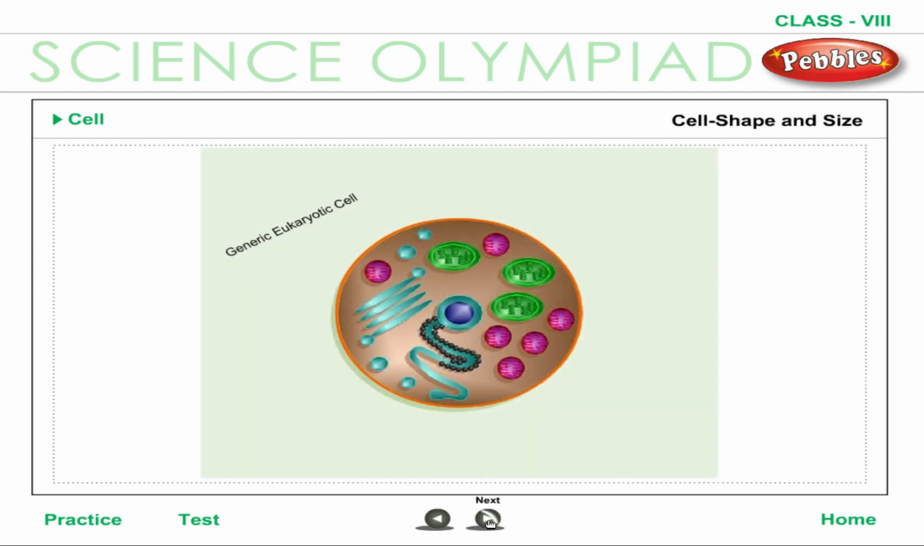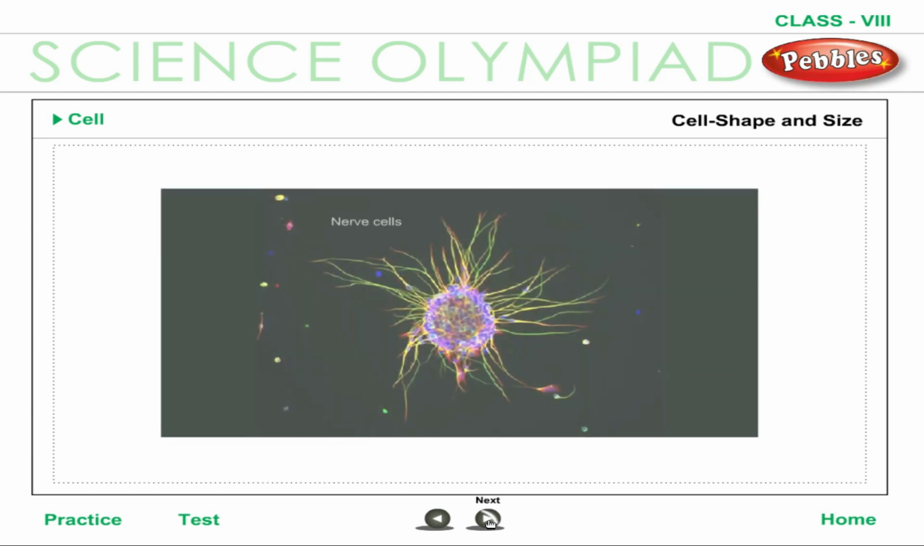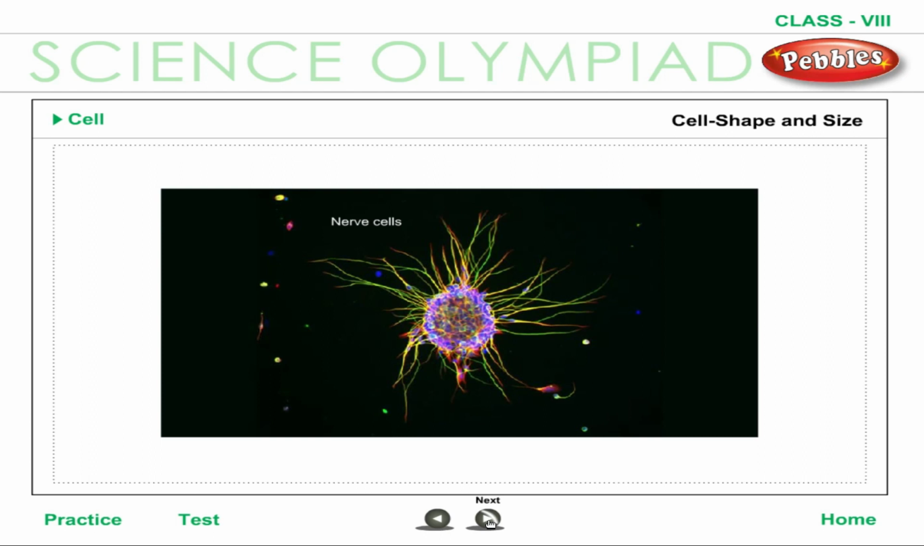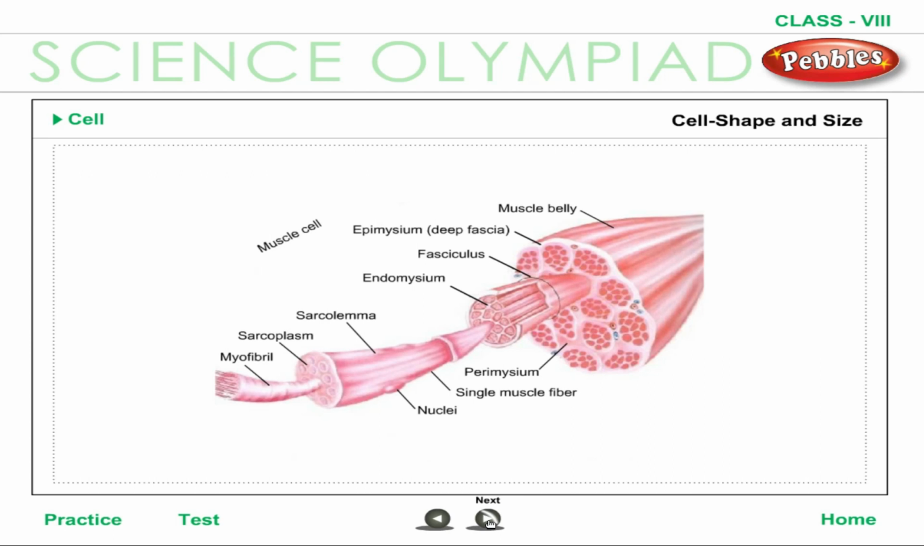Cell shape and size. There are different types of cells in a multicellular organism, each having a specific role to play. The shapes and sizes of cells depend on the specific function they perform. This is illustrated as shown. Nerve cells carry messages from and to different parts of the body. Hence, they possess long fibers and are elongated in shape.